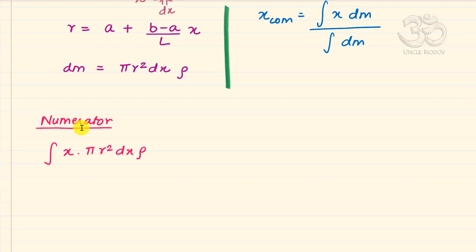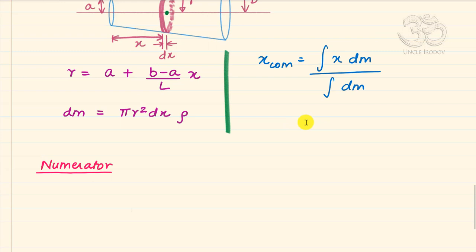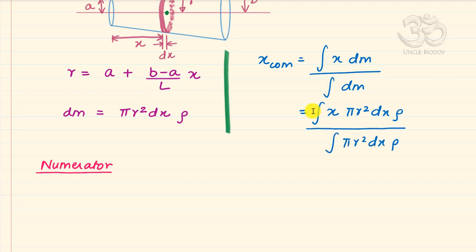In fact, I don't have to do all that. Let me simplify a bit because I know that a lot of terms will cancel out. So when I write the numerator on the right hand side here, I'm going to get x times pi r square dx times rho, and integral of all that divided by integral of pi r square dx into rho. In both these integrals, pi is a constant, will be taken out and cancelled out, and the same can be done with rho. So I don't have to write those terms again and again. Now I only have to calculate x into r square dx and r square dx and their integrals.